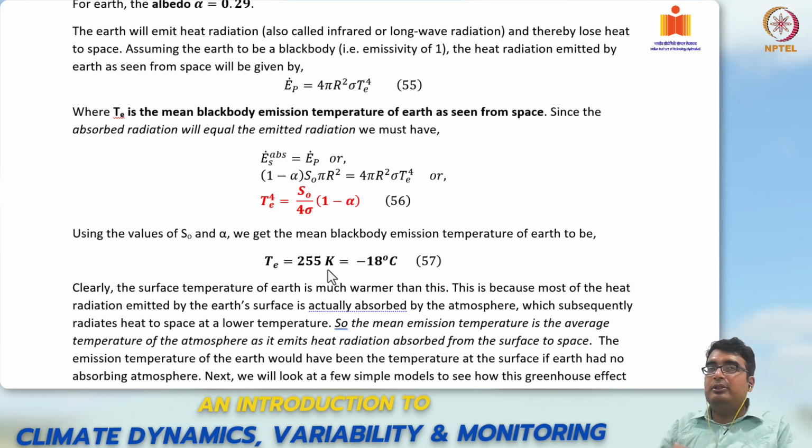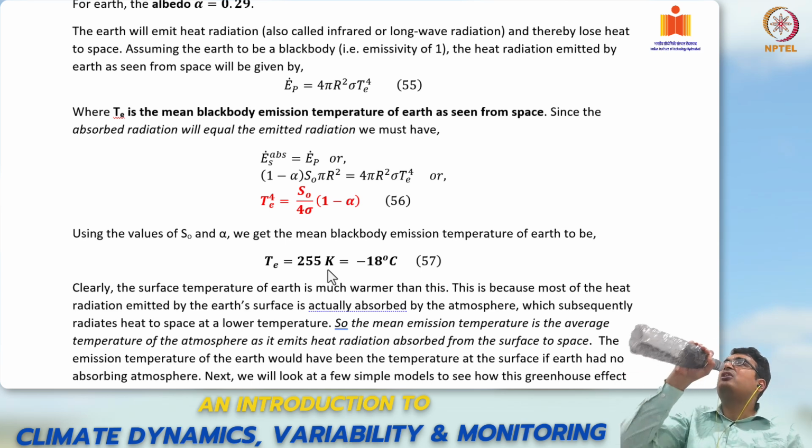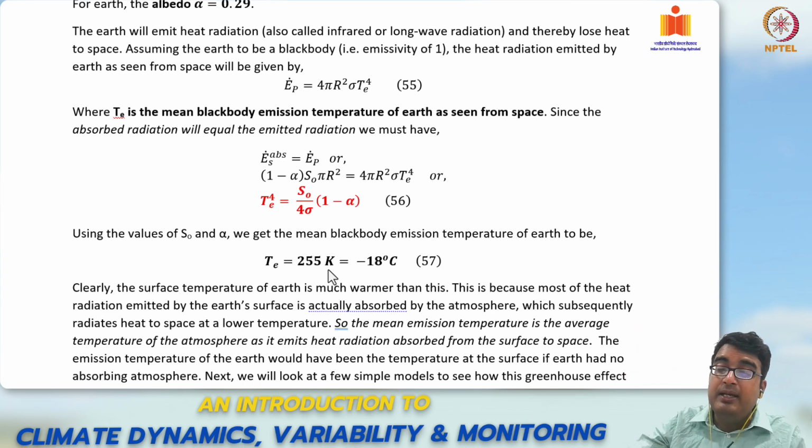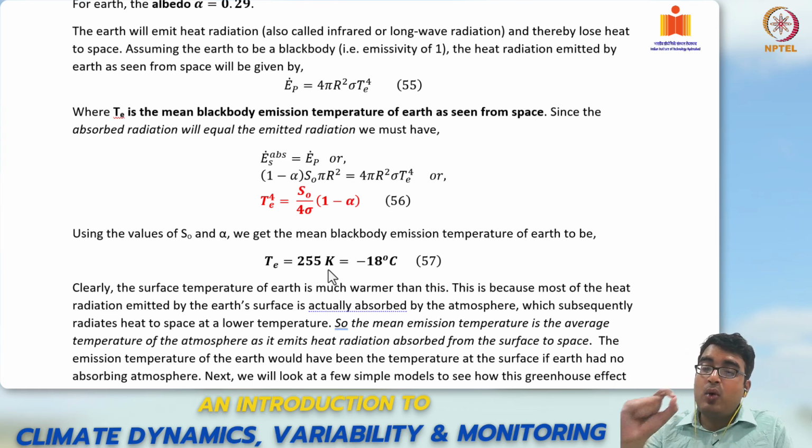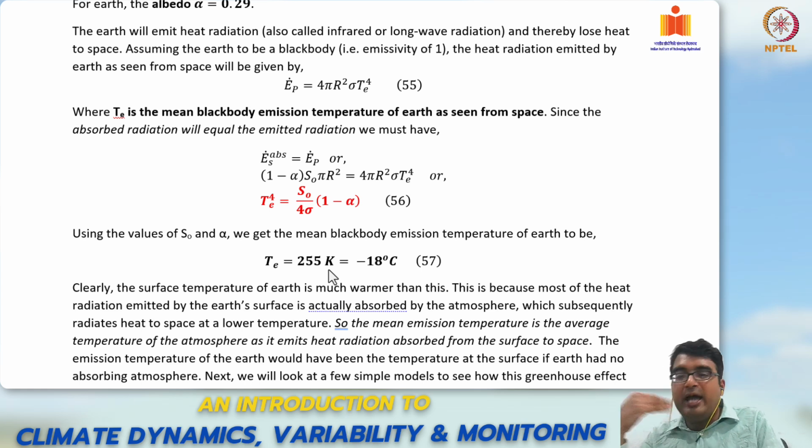So the black body emission temperature of Earth as seen from space is just minus 18 degrees centigrade, which is quite colder than the actual surface air temperature of Earth, which is 15.2 degrees. So what is happening? Why is the surface temperature of the Earth larger by around 30-32 degrees compared to the black body emission temperature of Earth? Here is an interesting point.